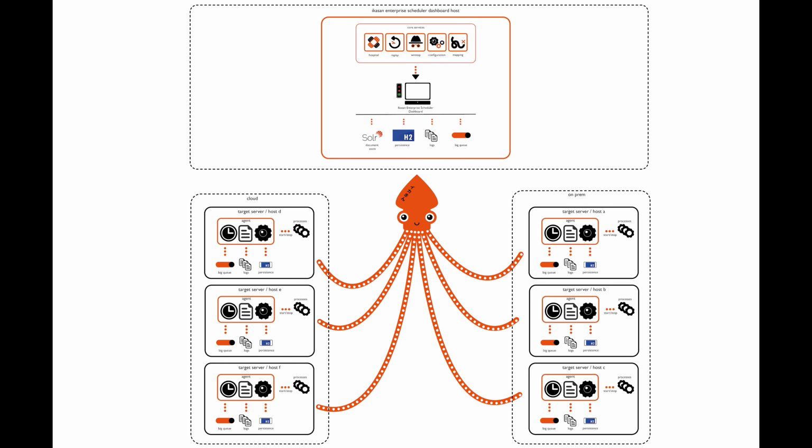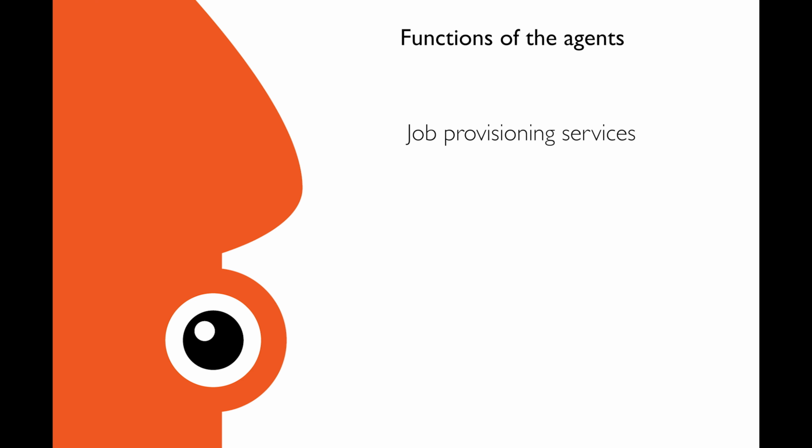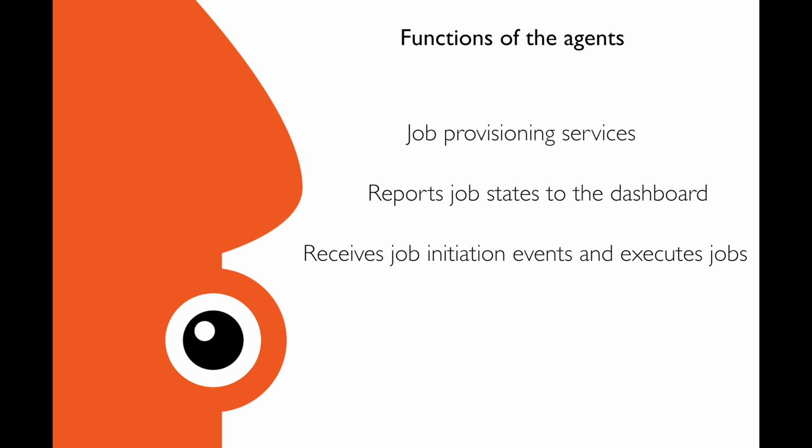Secondly, there's the Ikasan Enterprise Scheduler agent. The agent will be numerous within a deployment of the Ikasan Enterprise Scheduler, and each agent instance fulfills the following functions. It provides a set of services that allow for scheduler jobs to be provisioned on the agent. It executes the above-mentioned jobs and reports the state of the jobs back to the scheduler dashboard. It receives initiation events from the dashboard in order to execute jobs. And it performs housekeeping of logs created by those jobs.